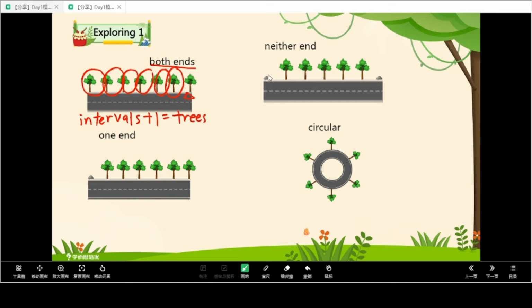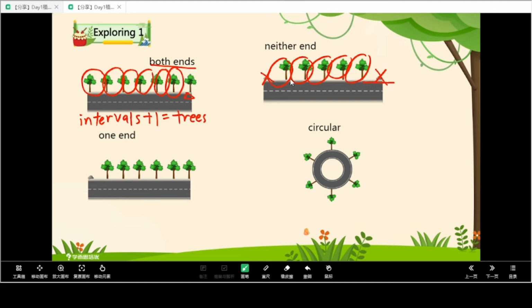And if no trees are planted on both ends, so how many trees are there? 5 trees. And if you use our method again, we package 1 tree and 1 interval together, and to check it, 1, 2, 3, 4, 5, and we can find there is an interval left out. So that means the number of intervals is larger than the number of trees.